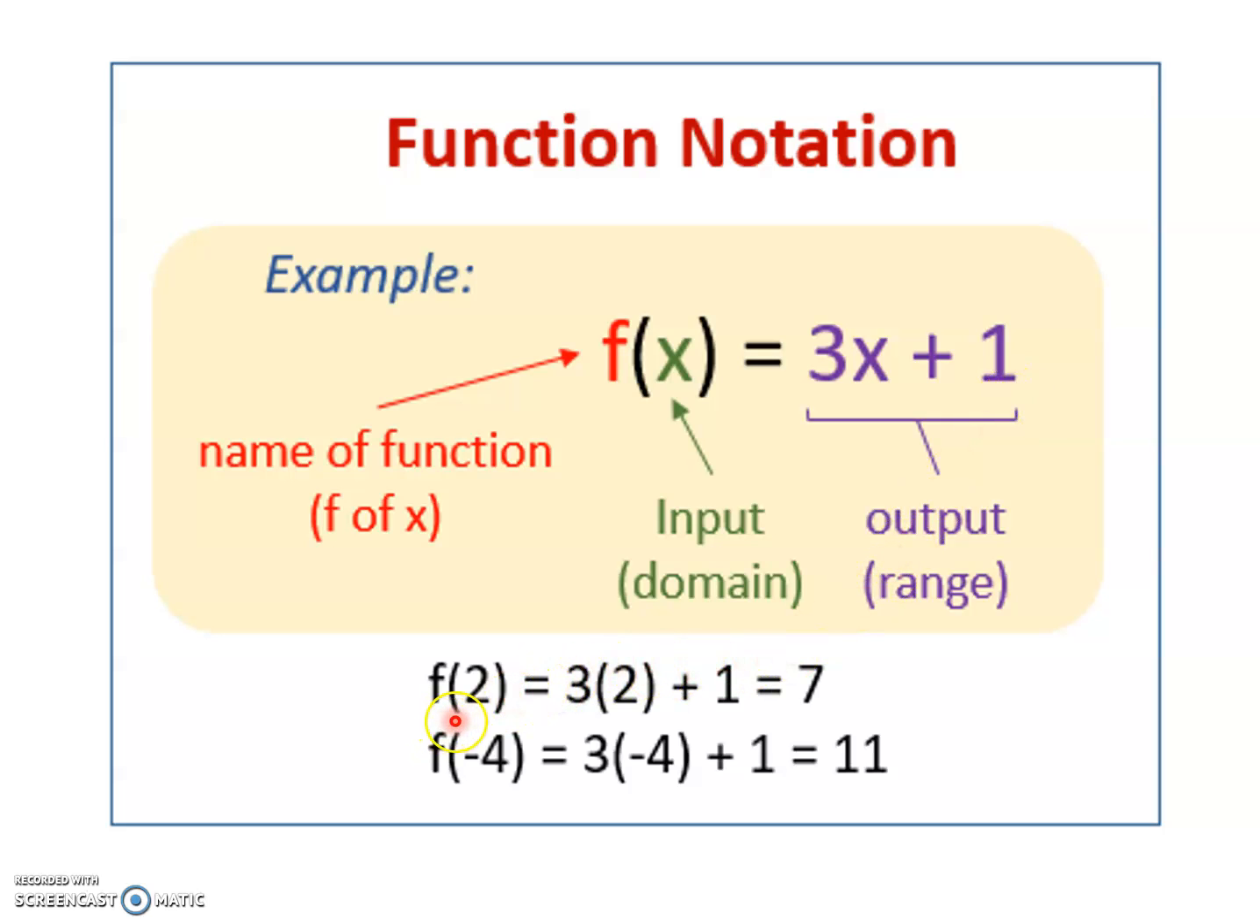For example, if we put 2 instead of x in the above equation, we get 3 into 2, that is 6, and 6 plus 1 is equal to 7. Now we put f of minus 4: 3 into minus 4 is minus 12. Minus 12 plus 1 gives minus 11, so we have to write minus 11.